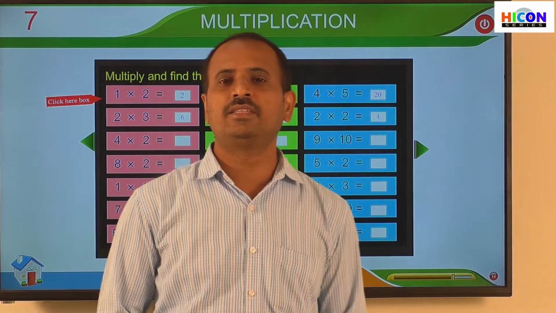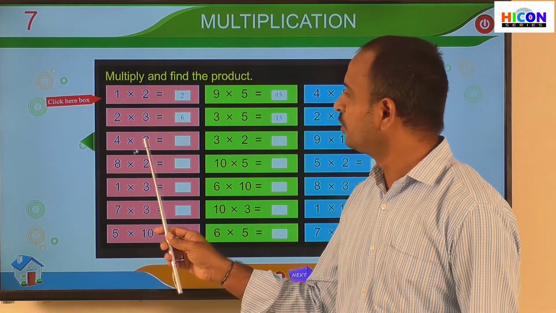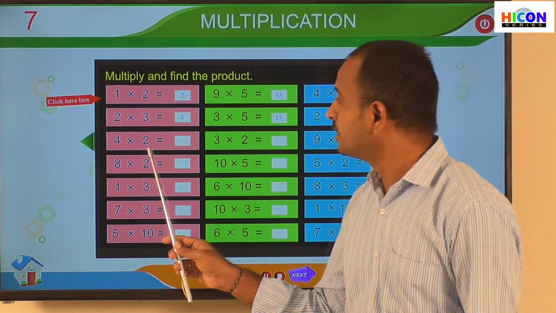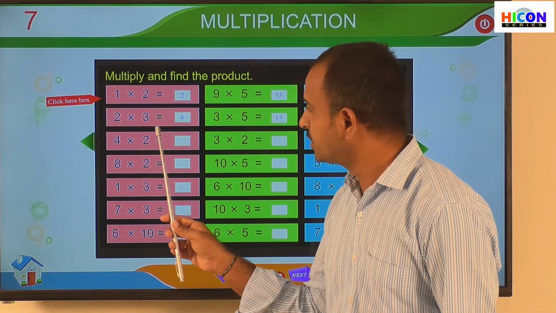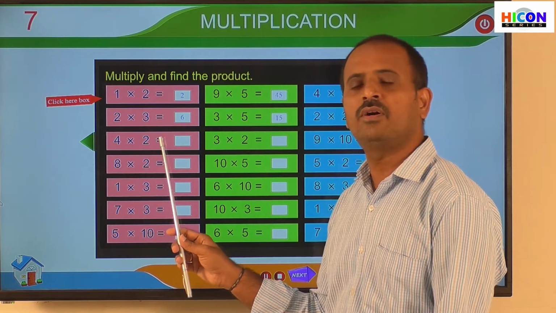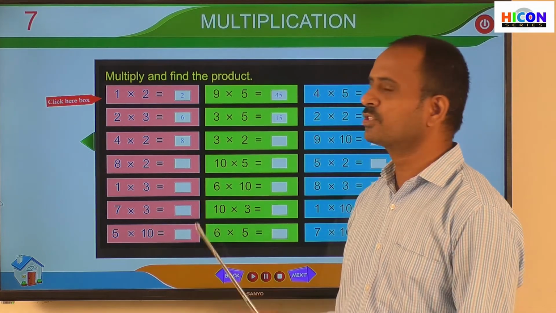And children, see the next one. That is 4 into 2 is equal to dash. This is the table of 2. In the table of 2, 4 2s are how much? 4 2s are 8. So write 8 in this box.